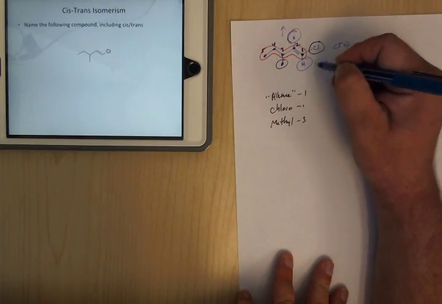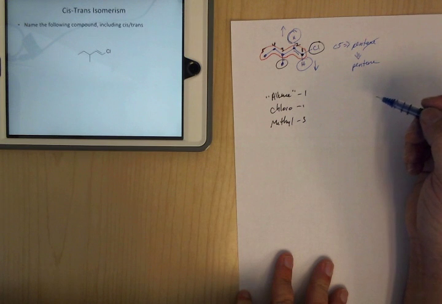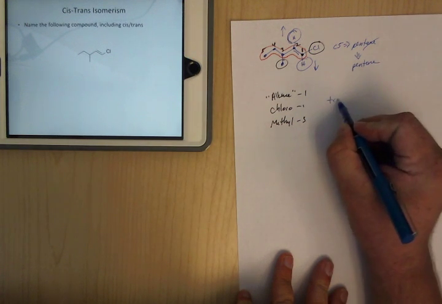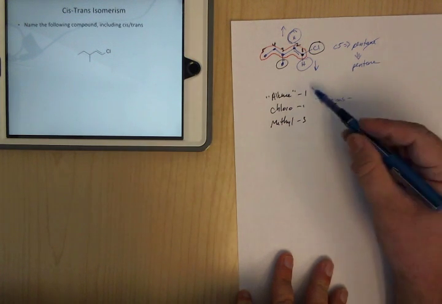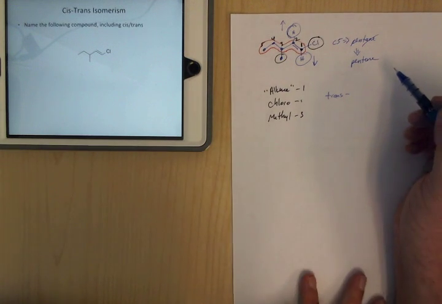Now, notice how the hydrogens here and here, one's sticking up, one's sticking down. So that would make it trans. So you would just stick the trans out front, and then label it as normal.